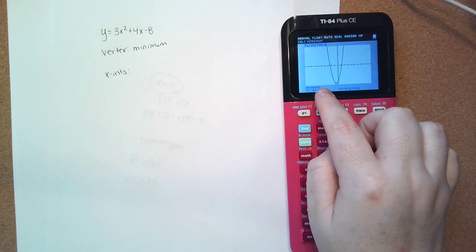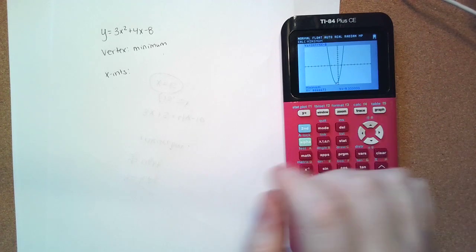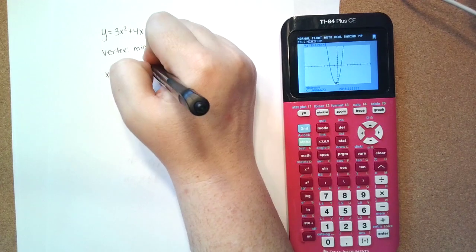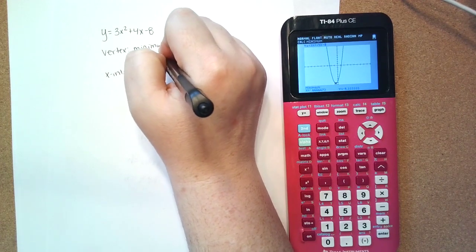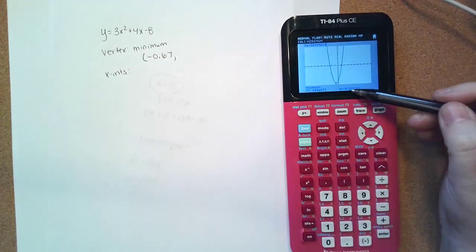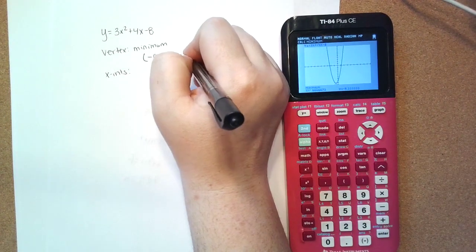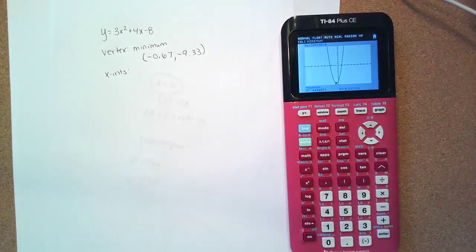There are no more questions. This is an answer. We're given the x value, a coordinate at negative 0.67, comma, the y value is at negative 9.33, and that is our vertex.